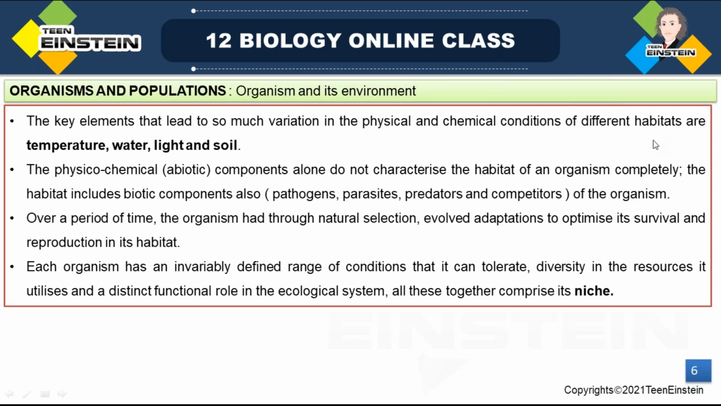Okay, organisms live outside the body and inside the body. Inside our intestine, human intestine, microbes are there, right? Their temperature difference is there, right? pH, temperature, everything is different. So that forms different kinds of habitats. So the key elements which are forming different habitats, leading to so much variation in the physical and chemical conditions of different habitats, are temperature, water, light, and soil.